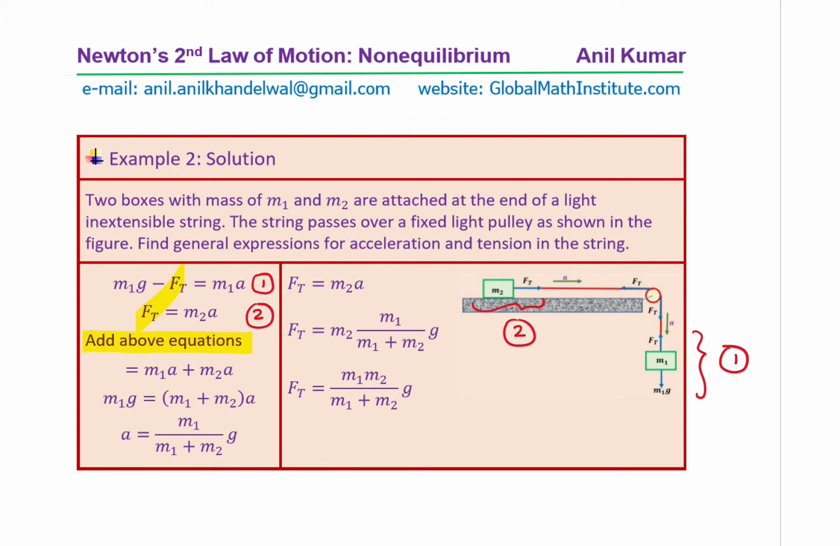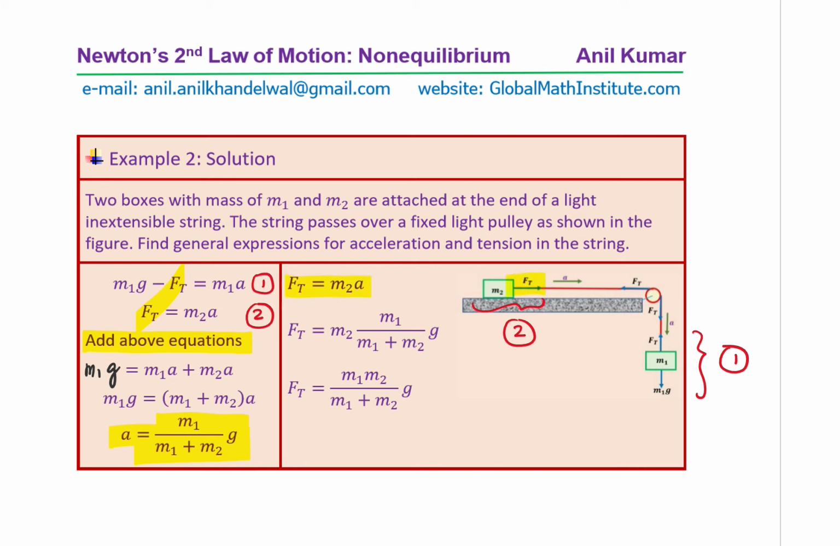what do we get? We get m1a and m2a on this side, and we have m1g on the left side, correct? So m1g is equal to m1a plus m2a, taking a common, m1 plus m2, isolate, right? So m1 divided by the sum of the masses times gravity gives us the formula for acceleration, correct? In this particular situation.